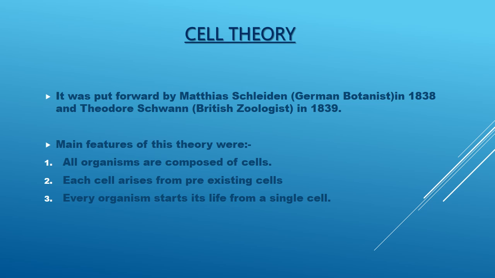What did it tell? All organisms are composed of cells. Each cell arises from pre-existing cells. That is, if we see a cell today, that means it must have originated from another cell which existed earlier. And the third point tells us that every organism starts its life from a single cell. That means, be it a unicellular organism or a multicellular organism, its first stage in life was a single cell. That is what the cell theory is telling us.